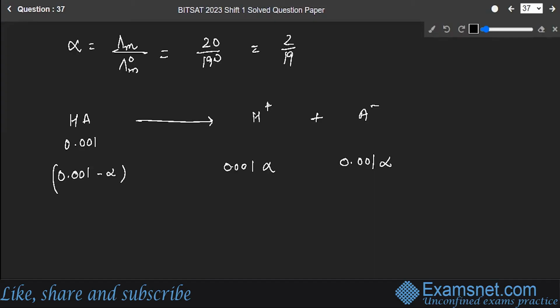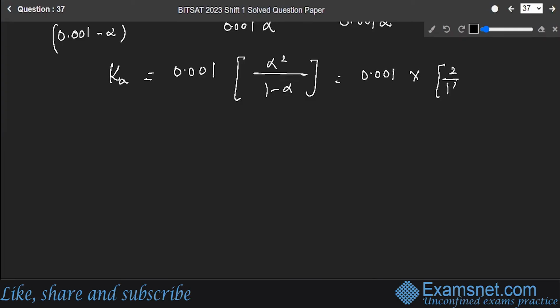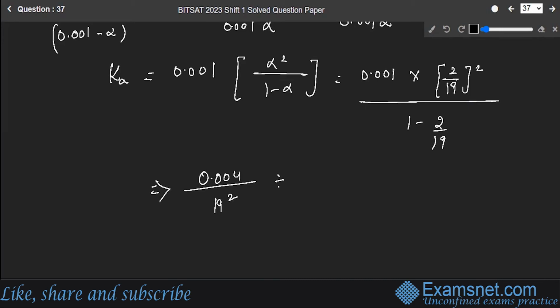Right. Now, what you have to find out is Ka. That is given by 0.001 into alpha square upon 1 minus alpha. This is equal to 0.001 into (2 by 19) square divided by 1 minus 2 by 19. So this will give you 0.004 upon 19 square divided by 17 upon 19. On solving this whole thing, you will get the answer as 12.03 into 10 power minus 6.